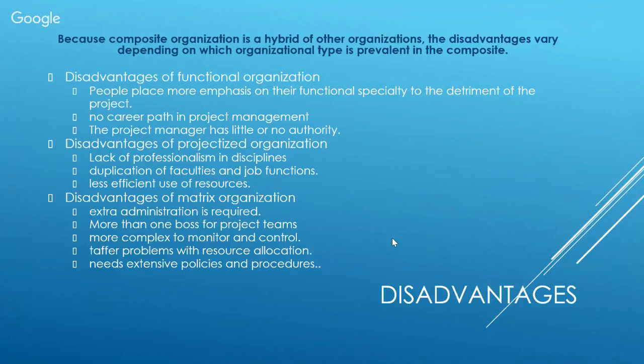The disadvantages of a functional organization are that people place more emphasis on their functional speciality to the detriment of the project. The project manager is going to have little to no authority compared to the project-sized organization, and there's no career path in project management. The disadvantages of project-sized organization are that there's a lack of professionalism and disciplines, a duplication of facilities and job functions, and it's going to be a less efficient use of resources.